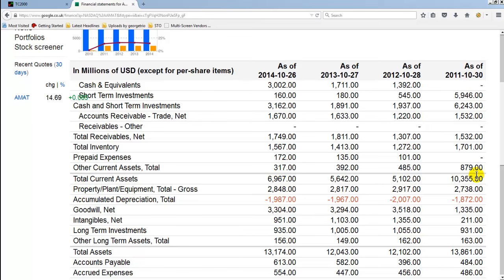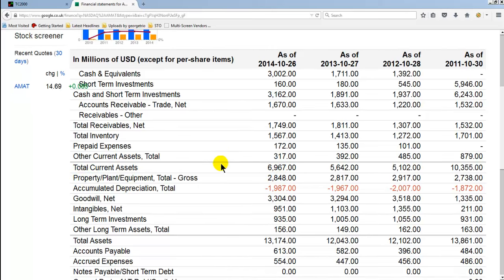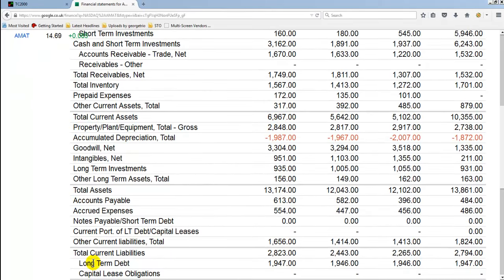As you can see, is it going up? It's going up nicely here. Total current assets are going up nicely, and we compare it to the total current liabilities. We want the current total liabilities to be going down. It's going down, then it went up again. It's not going down as such, but the current assets are going up.